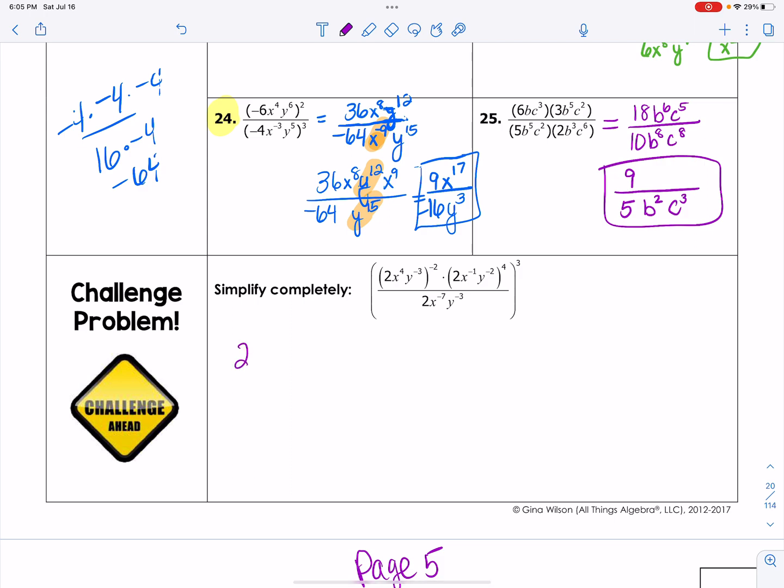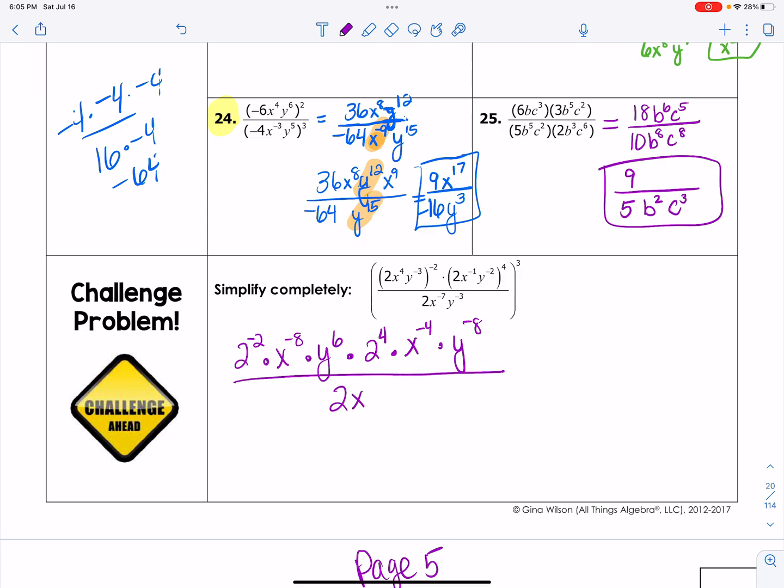So you're going to have on the top, 2 to the negative 2 times x to the negative 8 times y to the 6th times 2 to the 4 times x to the negative 4 times y to the negative 8, over 2x to the negative 7, y to the negative 3. Then once you get that whole inside simplified, then I would take it to the 3.